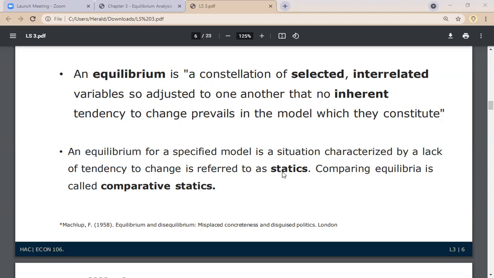The third one is that there's no inherent tendency to change. Again, in terms of the balance of the internal forces of the model, we assume that the external forces are fixed. As we say in economics, we hold other things constant, meaning there could be other variables exogenous to the model that might somehow influence it, but we are not allowing that influence to be significant to that equilibrium state.